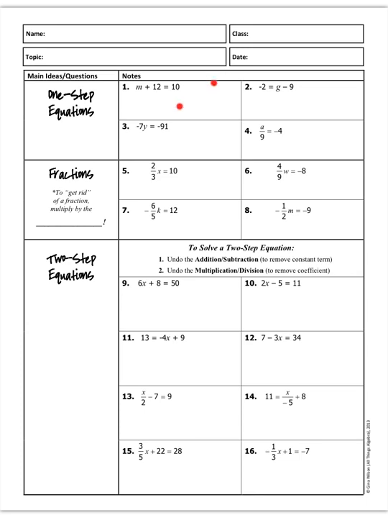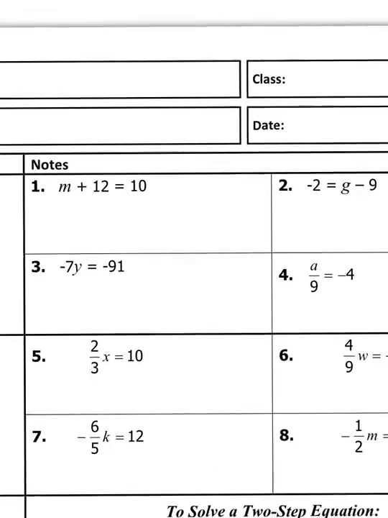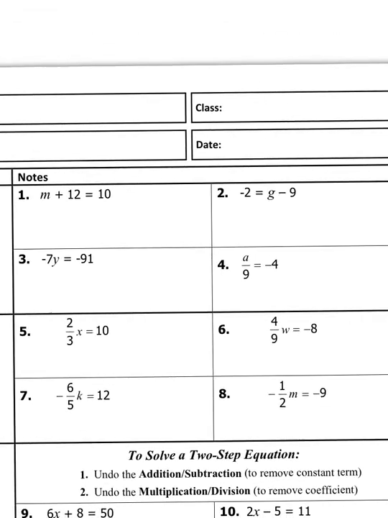I'm going to zoom in so that we can see each other a little bit better. And we'll just do these first 4 problems together. So when I see a problem like m plus 12 equals 10, I know that it's something plus 12 equals 10. So what's that something got to be?